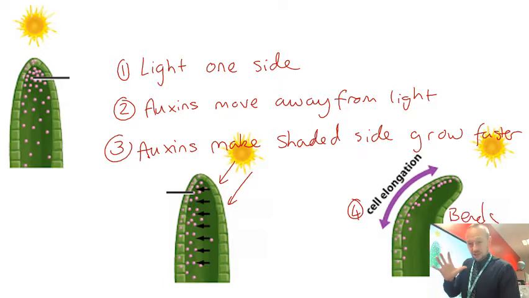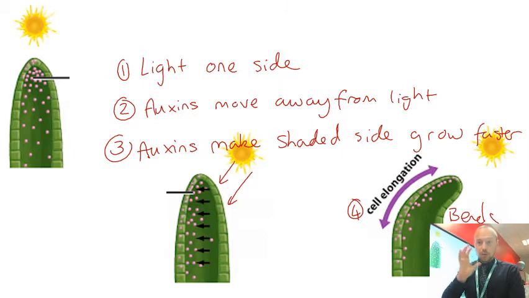That might seem a bit simple, but there are key points here. Auxins make the shoots grow faster. If this happened in the roots, the auxins would go towards the shaded side, but they would slow the growth down there. So you need to know that auxins move away from light. That's a key point. Auxins make shoots grow faster, and they make roots grow slower. So this is phototropism.